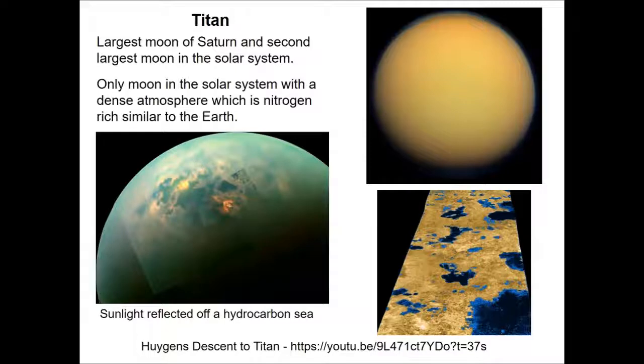Now, the picture on the left here is sunlight that reflects off one of the seas of hydrocarbons that we see there. And Titan, it's interesting because the only reason it can have an atmosphere is because it's so far away from the sun. It's large enough and cold enough that it can hold on to an atmosphere. Otherwise, it wouldn't be able to do that. So that's a very interesting one. But you should watch that video because it's neat to see the descent and look at all the scenery that's there.